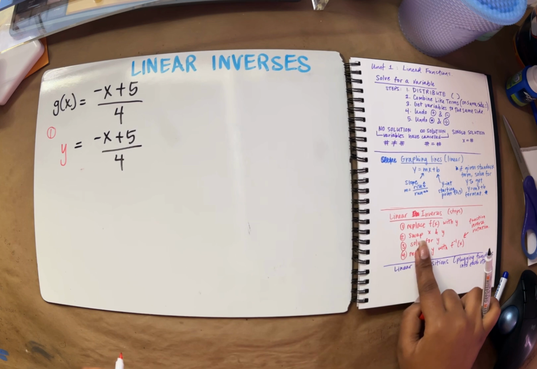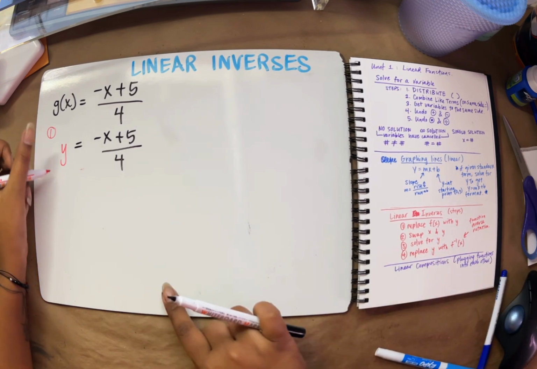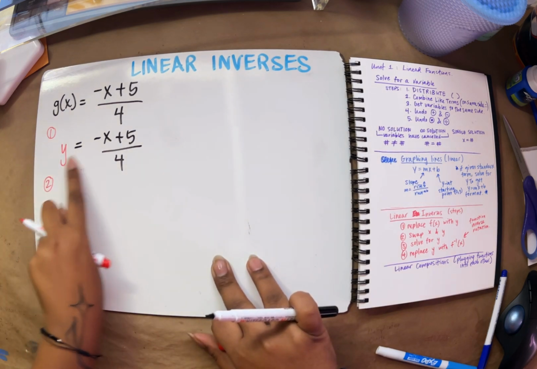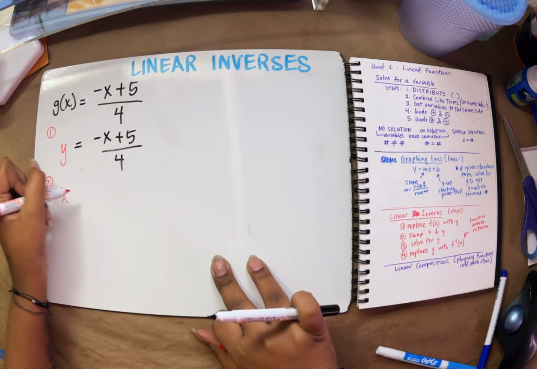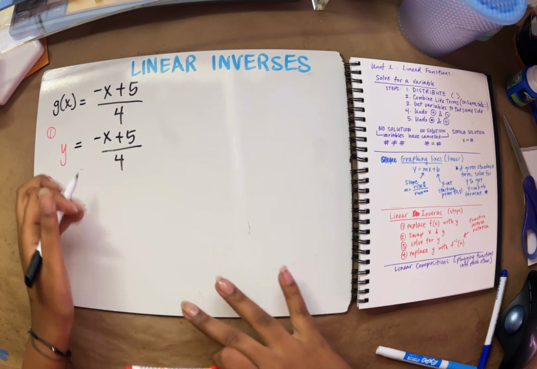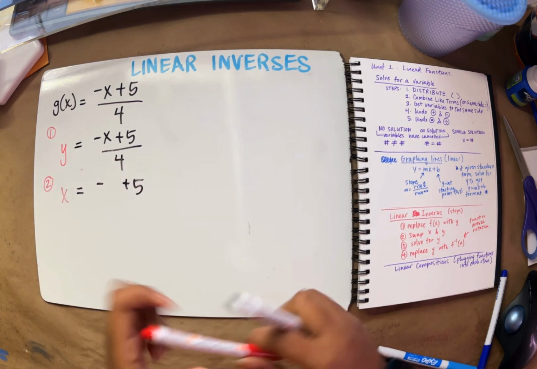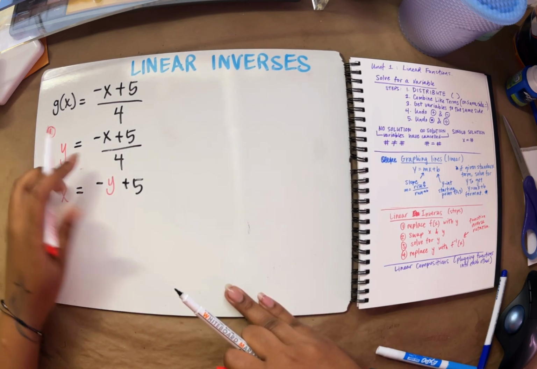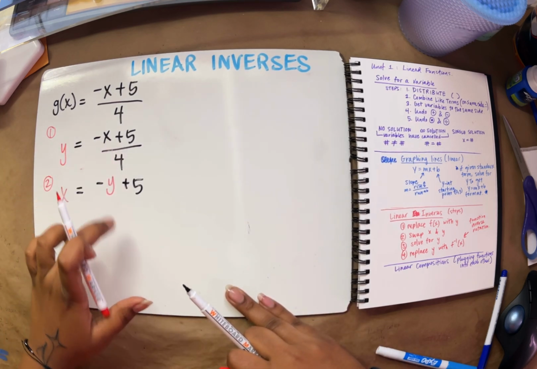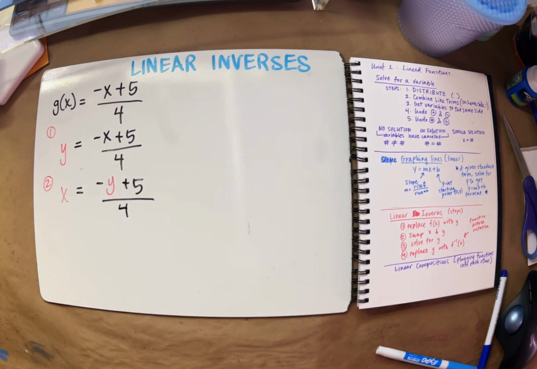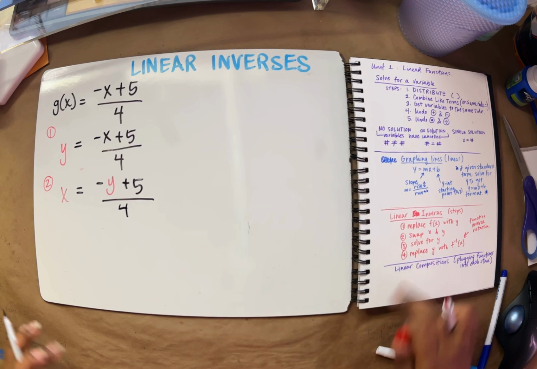Step 2 is to swap my x and y. So now step 2, I'm going to change my y with my x. So I have to put my x is equal to negative y plus 5, because I've replaced my x value with the y value, all over 4. Now, my step 3 is to solve for y.